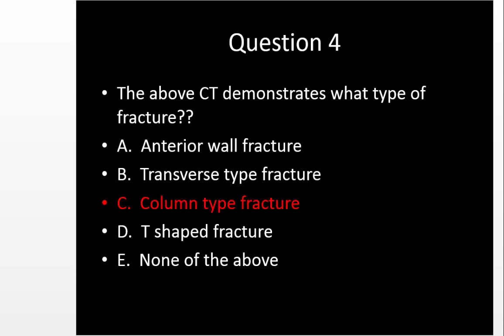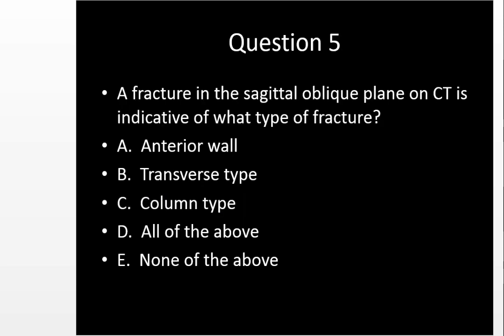And then finally, the last question I wanted to ask was, a fracture going in the sagittal oblique plane is indicative of what type of fracture? Well, that would be the transverse fracture, right? Had I put a T-shaped fracture here, that would have also been an acceptable answer. But a both column fracture goes in the coronal plane. So the answer here is B. The sagittal oblique plane is typical of transverse fractures.